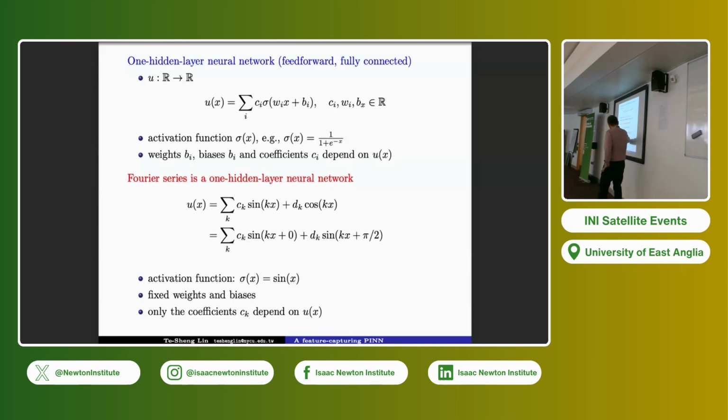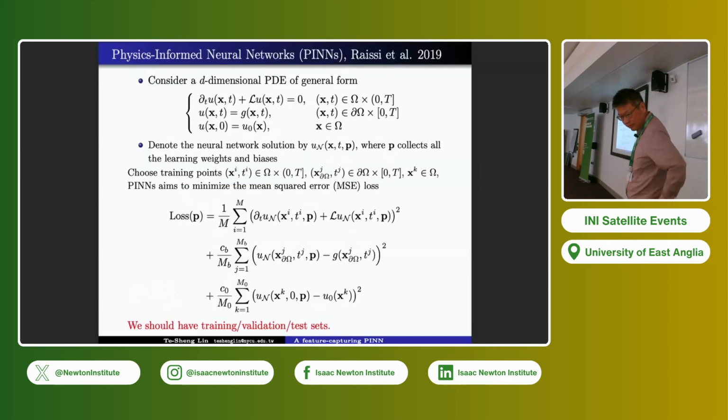Right? So if you choose the activation function to be sine, you fix the weight and bias, and for this Fourier series we know that only the coefficients need to be trained or found. While in the neural network, the difference is we fix the activation function, but all the weights, biases and coefficients need to be found. So in the traditional method, we solve the problem by finding all the coefficients ck and dk, while in the network method, we solve the problem by finding the coefficients, but also the weights and biases. So there are more parameters to be found, and it's essentially nonlinear.